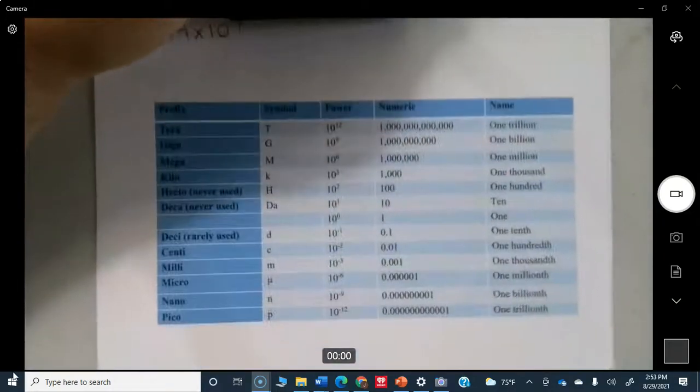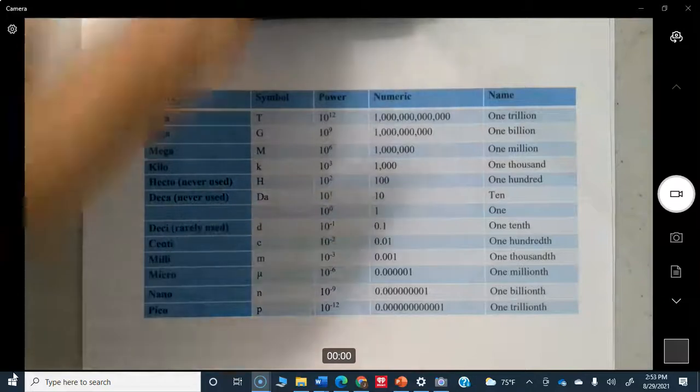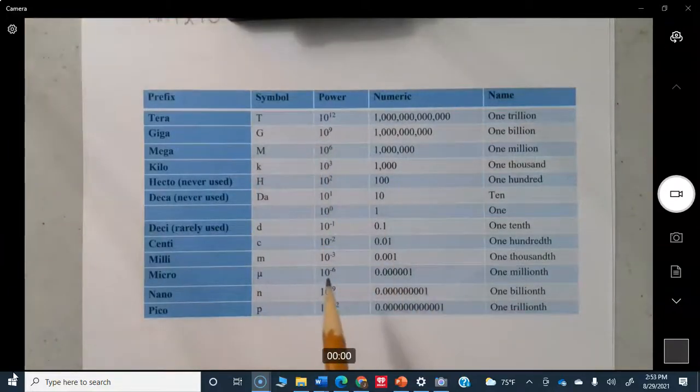Okay. Here is a nice table that shows you all the prefixes. I'm going to just ask you some questions about those.